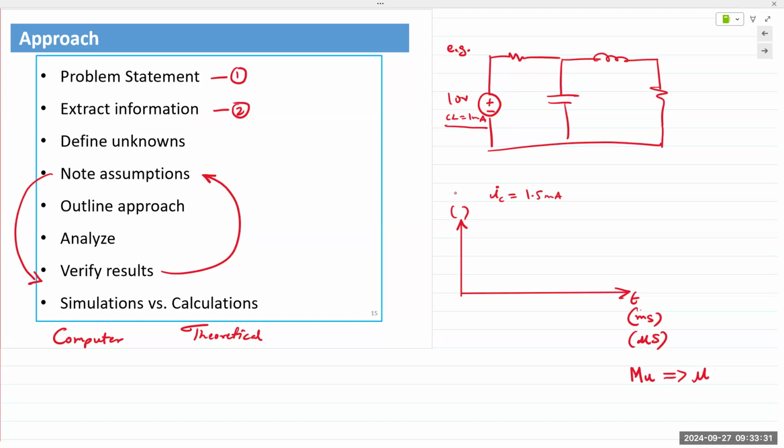And then of course you have units on the y-axis also, and that's something you would want to pay attention to. Okay, so again, problem statement: extract all of the information. That information could be in the words, it could be in the circuit diagram, it could be in a graphical illustration.